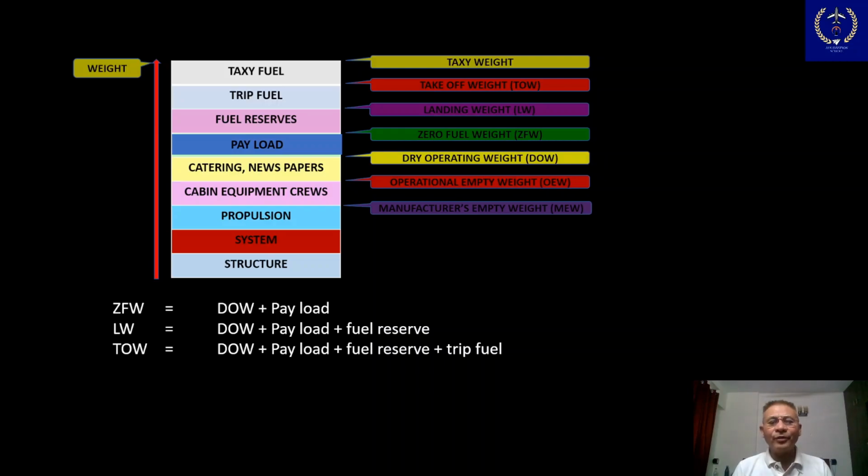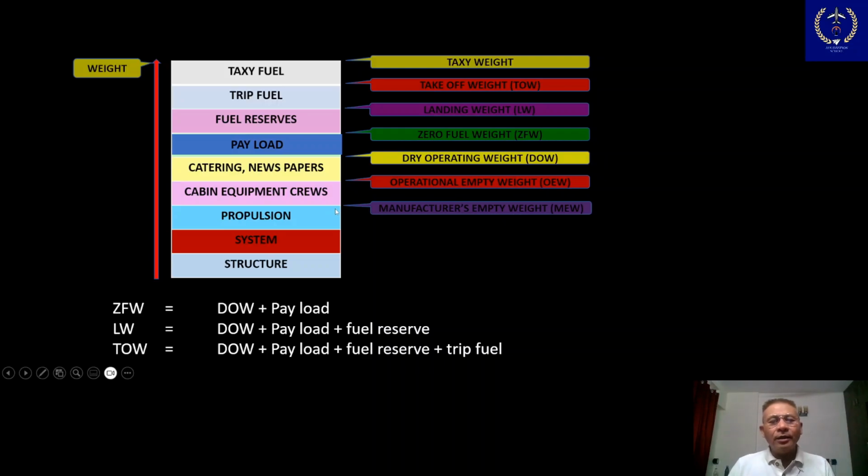the aircraft. Going from the bottom to the top, follow my mouse, we have the basic structure of the aircraft. On that, there will be many systems which are required to fly this aircraft. Finally, we have the weight of the engine. All of them combined together is known as the manufacturer's empty weight.